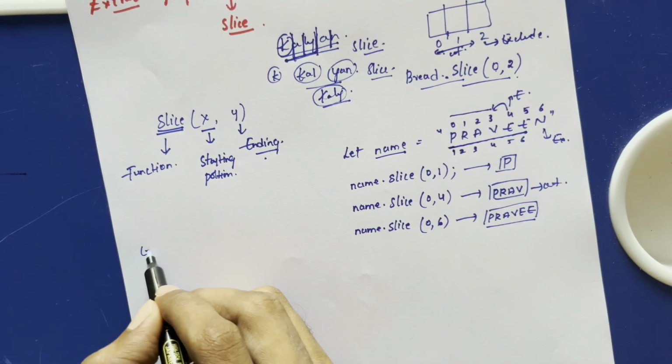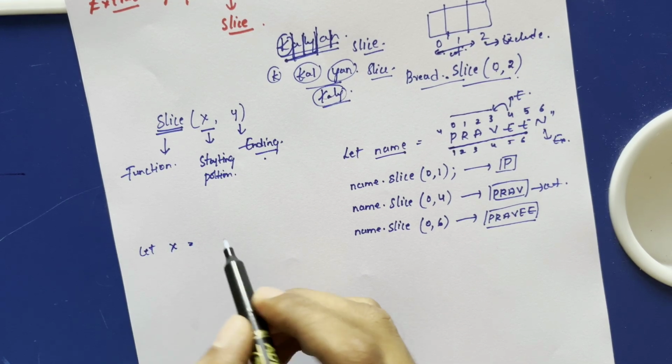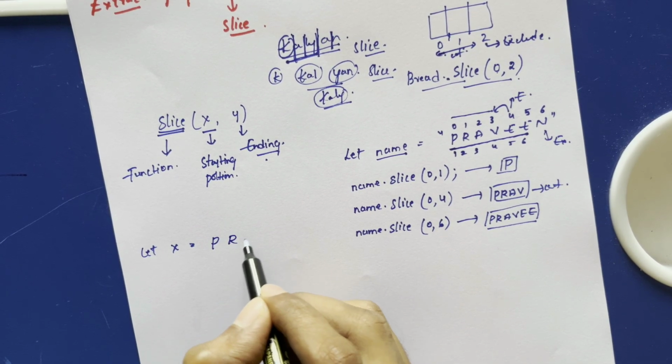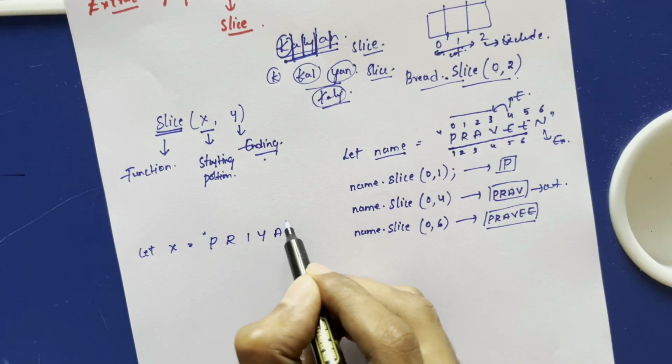Let x equal to Priya, PRIYA, and it's a 5 letter word, but we have to count up from the zero, so counting from zero it's 4 letters.